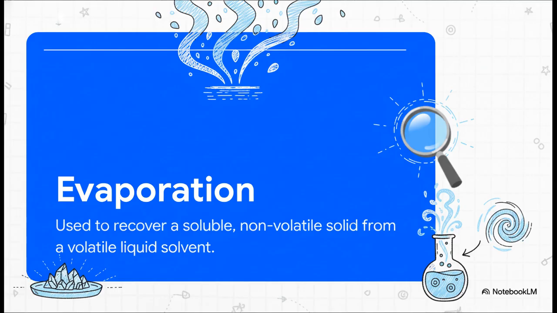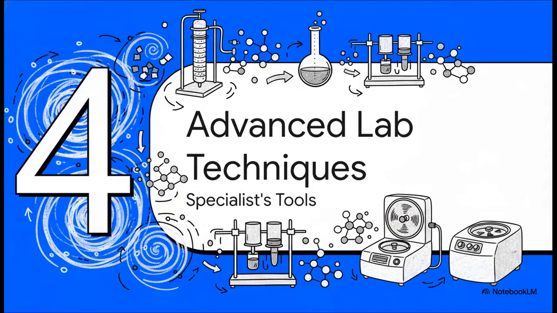The physical property we are using here is the difference in volatility. That is, how easily something can turn into a gas. Okay, so filtration and evaporation are our basic everyday tools. But what about more difficult mixtures? Now we are going to look at some of the specialist tools. These are advanced techniques that scientists use when the basic methods just don't work.